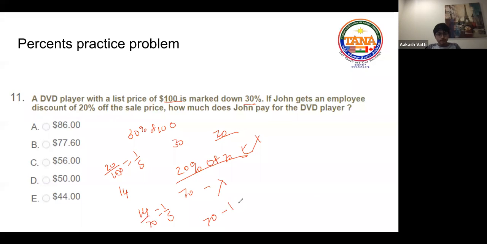So you have 70 minus 14. So you get 56. Did the people who didn't understand before get it now? Sai and Shruti, do you guys get it? Why it's minus 14 and why the answer is 56? Sai? All right.